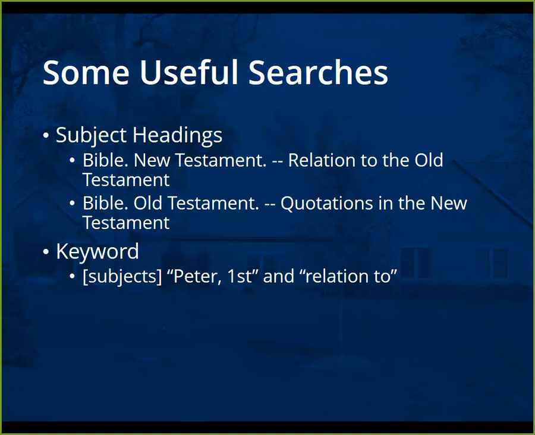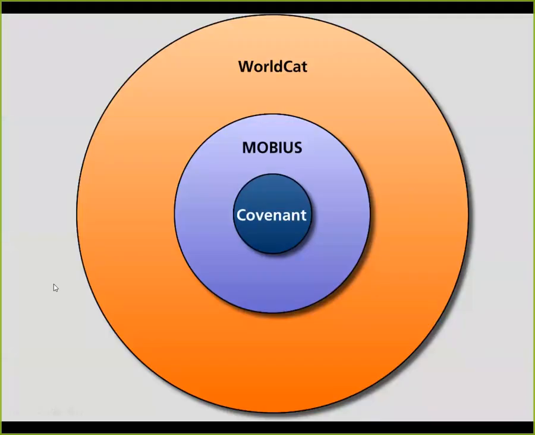So we just saw moving from the Covenant catalog to Mobius to expand our search, which we talked about last semester as well. This semester, I want to talk to you about one more level we can go. This illustration is not to scale, but here we are in the center. Here's Covenant, here's our library collection, and we're part of Mobius. So you can expand your search to Mobius to find more books on your topic.